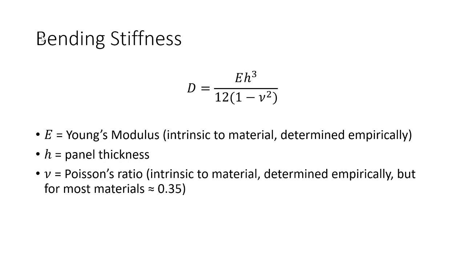The variable nu is called Poisson's ratio, and it has to do with if you press on a material in a certain direction, how much does it expand in the other directions? So if you compress it by a certain amount in the x direction, does it expand in the y direction? And that's going to be measured empirically. For most solids, it's about 0.35, so unless a different number is given for Poisson's ratio, you can assume that it's 0.35.